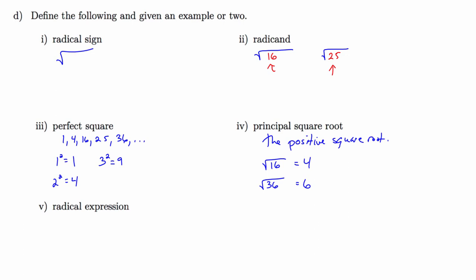And finally, a radical expression is any expression that involves a radical sign and a radicand. So the principal square root of 36, the negative principal square root of 49, those are all radical expressions.